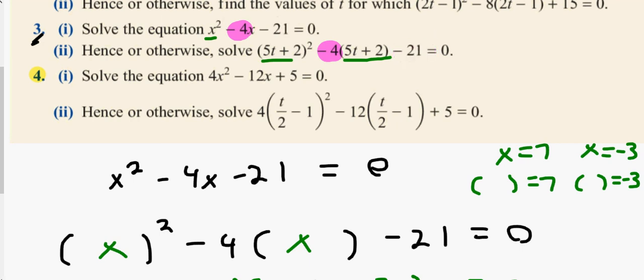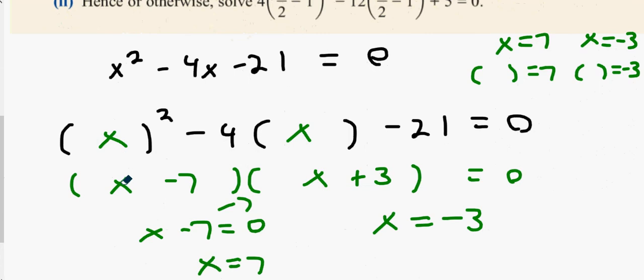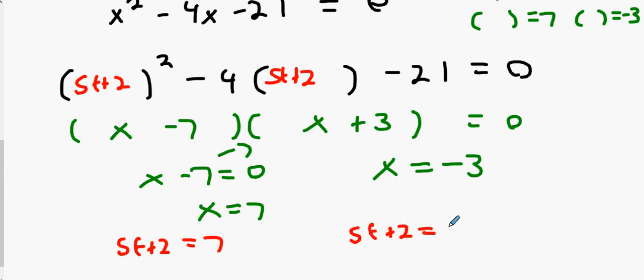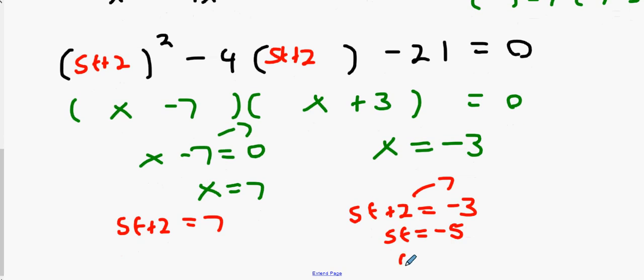So here's what we're going to do. I'm going to rub out the X's this time. You don't actually have to do this, just at the very bottom. This would be 5t plus 2, wouldn't it? Yeah. Everybody agree with that? Now you don't need to multiply this out because you've already done it. The answer is 7 and minus 3. So all I need to say is 5t plus 2 equals 7 and 5t plus 2 equals minus 3. Move over to the other side and we get 5t equals minus 5. This implies t equals minus 1, and then the other one, 5t equals 1.